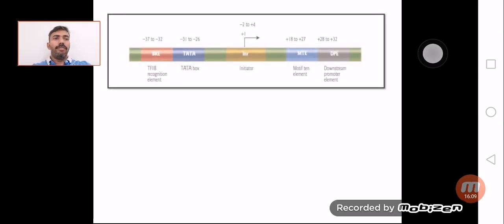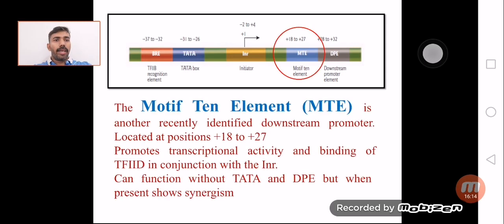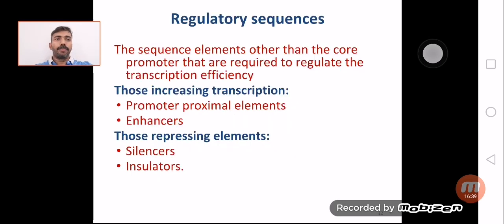And finally we have the MTE. This is one of the recently discovered sequences, located around 20 base pairs downstream, and it usually promotes the interaction of TFIID with the promoter, or in fact with the INR element. Most of these elements can function alone, but when present together with the TATA box, there will be a synergistic impact on the transcription process. So that's all for the core promoter region to be discussed.